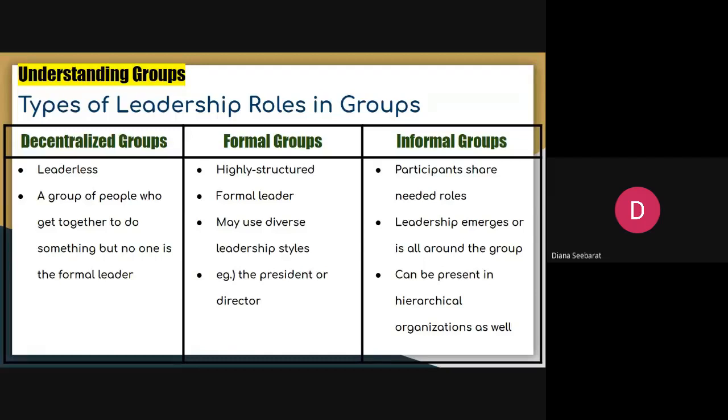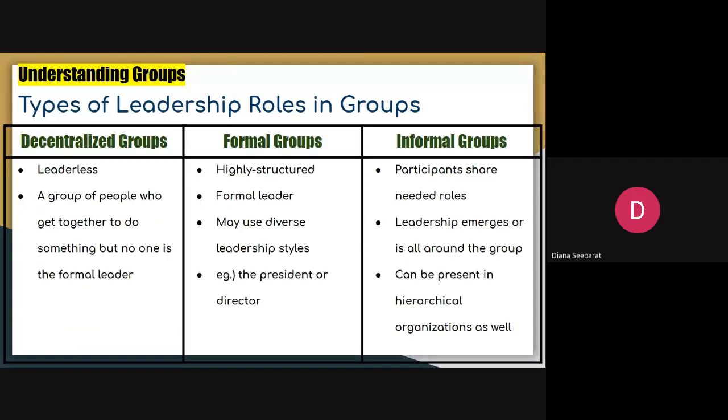So, informal group, these are participants share needed roles, and leadership emerges or is all around the group. Even in hierarchical organizations, there are informal leaders who influence the group or decision making processes because of their seniority, past stature in the organization, or their personalities. So, for example, as many of us, when we graduate, will obviously have a bachelor's degree or associate degree. And sometimes in an organization, they prefer to take decision advice from senior members of the staff because they probably have more experience than us, even though we have better qualifications than them.